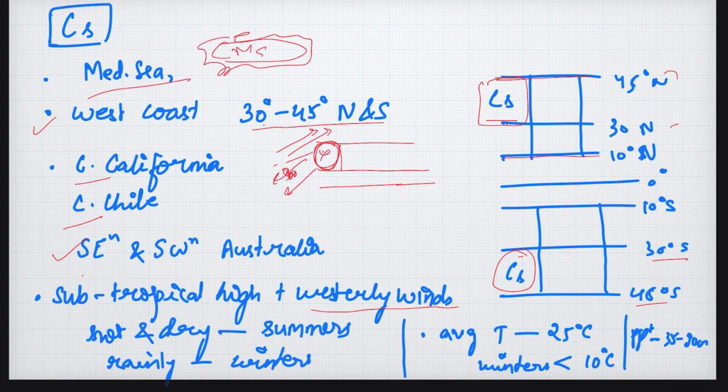Whereas in winters, what happens is due to the southern shift of the sun, air pressures also shift southwards. Thus, westerlies start blowing a little southwards and they become onshore between 30 to 45 degrees latitude. And these maritime winds cause precipitation in winters in the Mediterranean type of climate. Here average temperature is 25 degrees Celsius in summers, and in winters it is less than 10 degrees Celsius. Precipitation is about 35 to 90 centimeter.